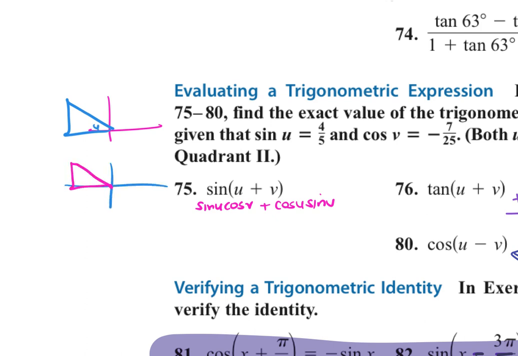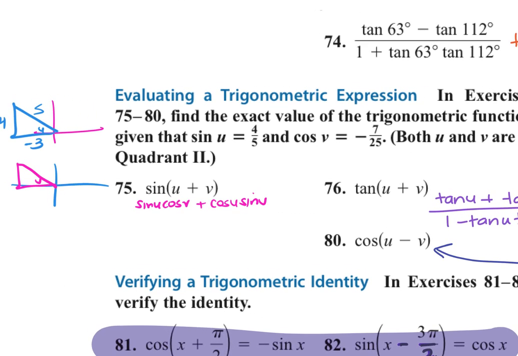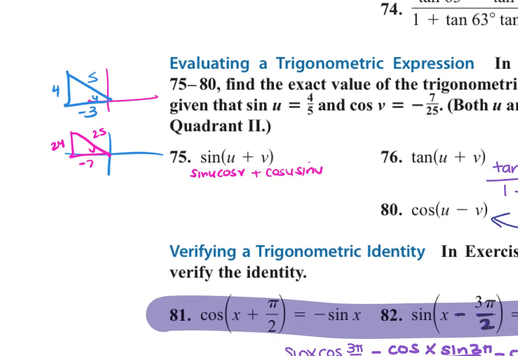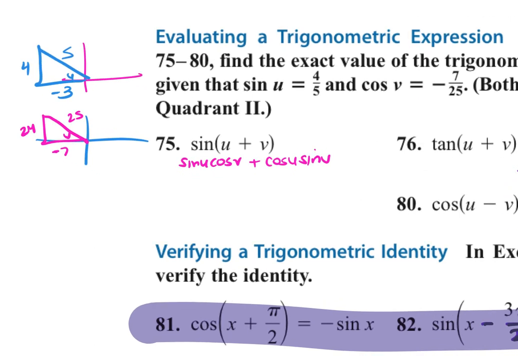Left and up, v. So u sine is 4 over 5. That means the missing side is negative 3 because it's in the second quadrant. And then v cosine is negative 7 over 25, and the negative goes on the 7 because it's x, and we're moving left, and also because the hypotenuse can't be negative. And then the missing side there would be 24. So then the pattern for sine is sine, cosine, cosine, sine, keep the sign. So sine of u would be 4/5, cosine of v would be negative 7 over 25, plus cosine of u, negative 3/5, sine of v, 24 over 25.